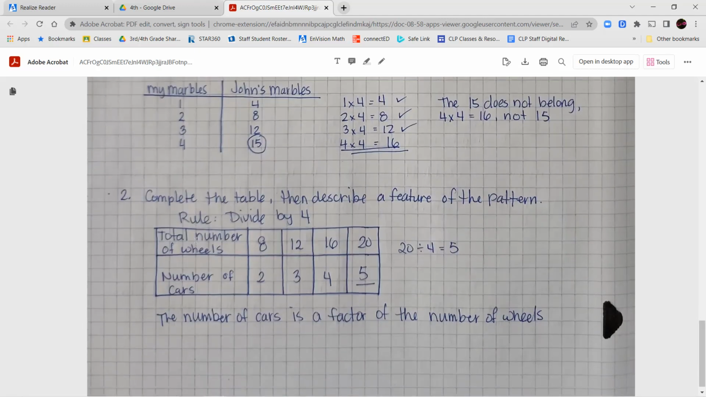And for number 2, it says complete the table, then describe a feature of the pattern. So our rule is divide by 4. So we have the total number of wheels and the number of cars. So there are 8 wheels on 2 cars. There's 12 wheels on 3 cars. There's 16 wheels on 4 cars. So 20 divided by 4 is going to give me 5 cars. There are 20 wheels on 5 cars, and I can do the inverse to check. 4 times 5 does equal 20. Now, a feature is that the number of cars is a factor for the number of wheels.